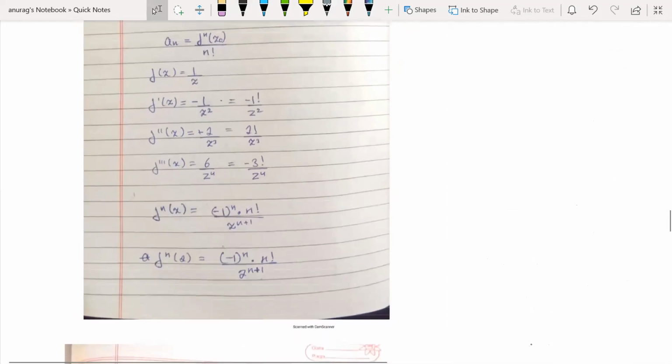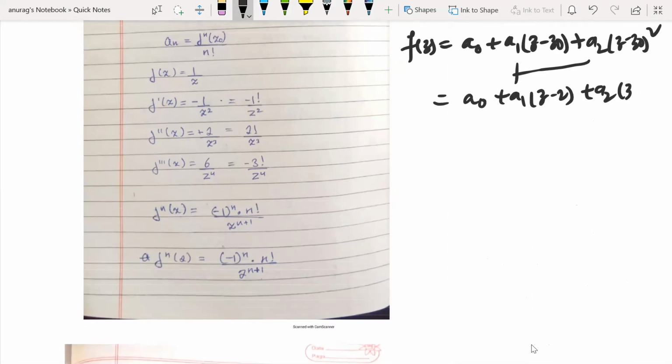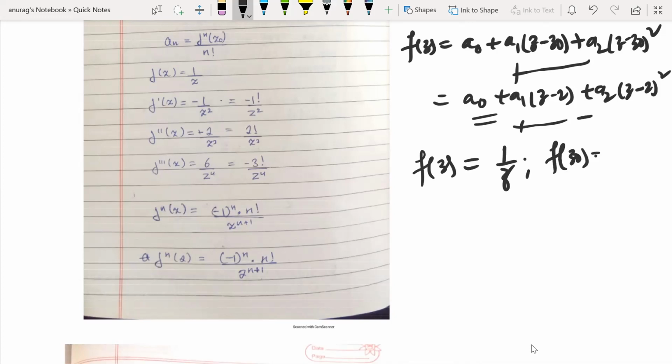Now, f(z) can be written as a naught plus a1 (z minus z naught) plus a2 (z minus z naught) whole square and so on. Or you can write a naught plus a1 (z minus 2), because you are expanding about z equal to 2, so z naught is 2 in your case. Now we need the values of a naught, a1, a2 and so on. You have f(z) equal to 1 over z. So what will be f(z naught), meaning f at 2? It will be 1 by 2 only.